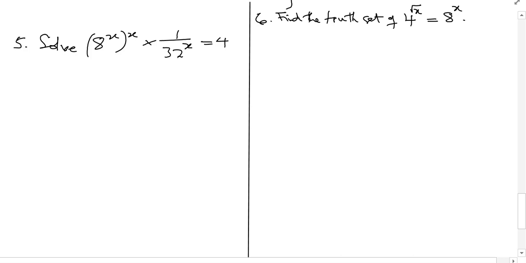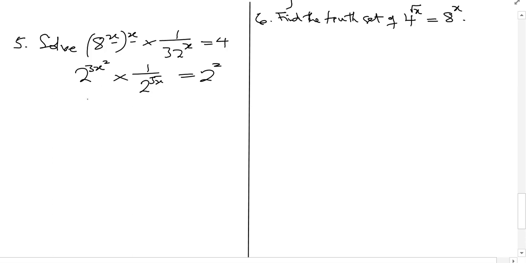Here we have 8, we have 32, we have 4. So the common base is 2. So this, I will write it as 2 to the power 3x squared, because there is x times x. Then times my 32, which is also 2 to the power 5, and there is an x there, so 5x. And then my 4 is 2 squared.